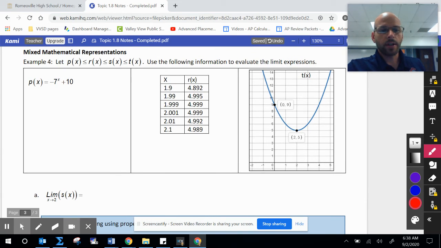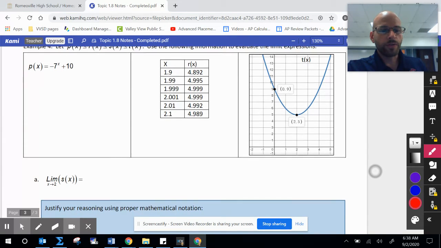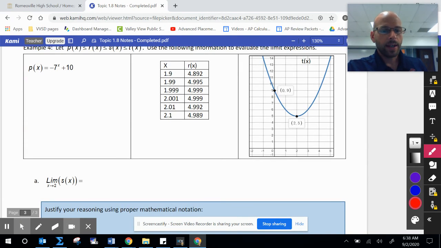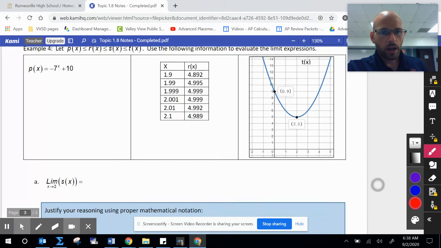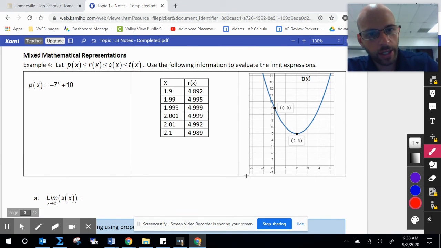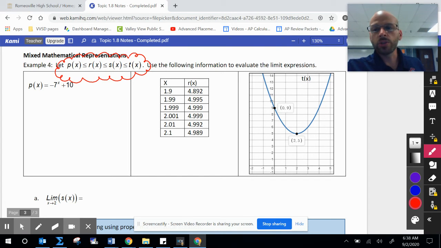College Board makes a big push to make sure you can mix different representations together. So what I want to do for part A is find the limit as x approaches 2 of s of x. And I'm going to circle here. This compound inequality is very, very important because it shows you the progression of these functions, okay?